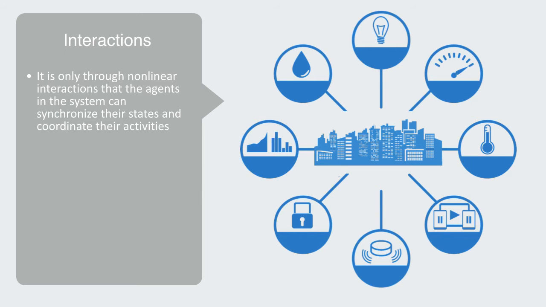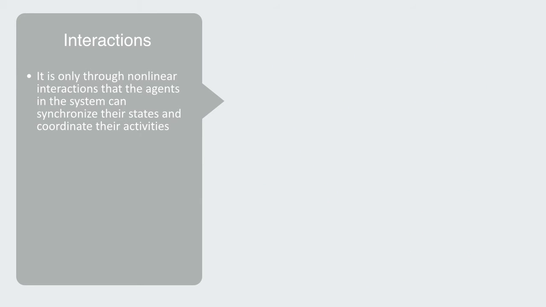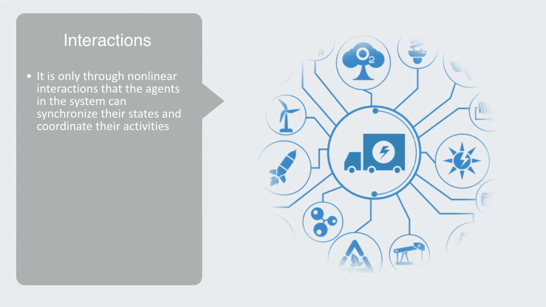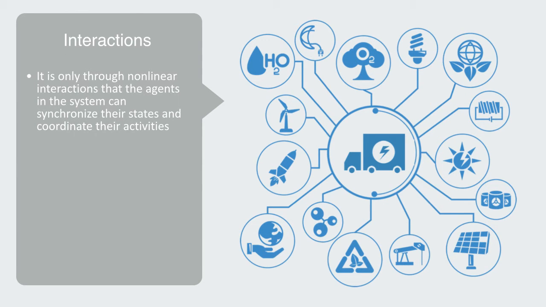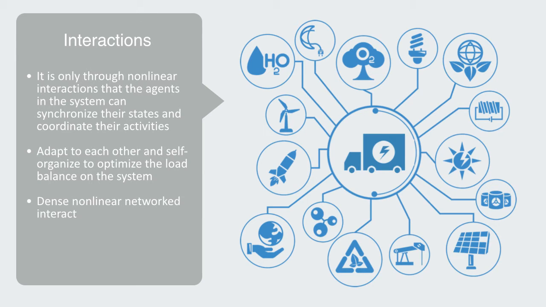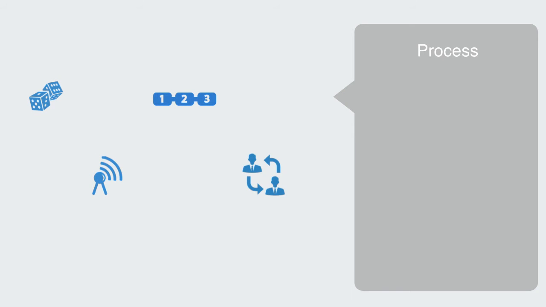By layering a telecommunications network on top of the power grid, producers and consumers can adapt to each other and self-organize to optimize the load balance on the system. Dense, non-linear, networked interactions between components is another key ingredient in fostering the emergence of a globally distributed pattern of organization. So these are the basic ingredients that facilitate the process of self-organization. Some form of initial randomness, the capacity for autonomous adaptation, and dense interactions.